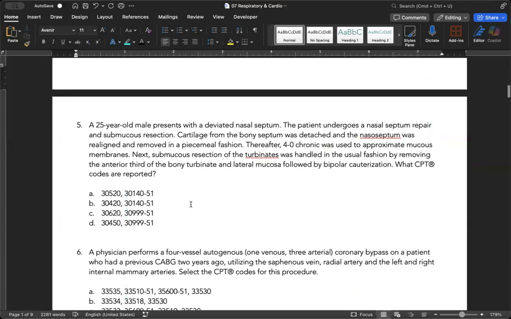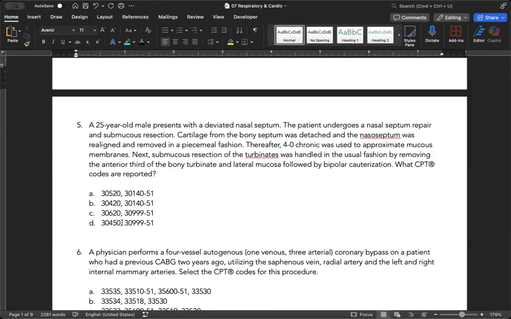Question 5. A 25-year-old male presents with a deviated nasal septum. The patient undergoes a nasal septum repair and submucous resection. Cartilage from the bony septum was detached, and then the nasal septum was realigned and removed in a piecemeal fashion. Therefore, 4-0 chromic was used to approximate the mucous membranes. Next, the submucous resection of the turbinates was handled in usual fashion by removing the anterior third of the bony turbinate and lateral mucosa, followed by bipolar cauterization.